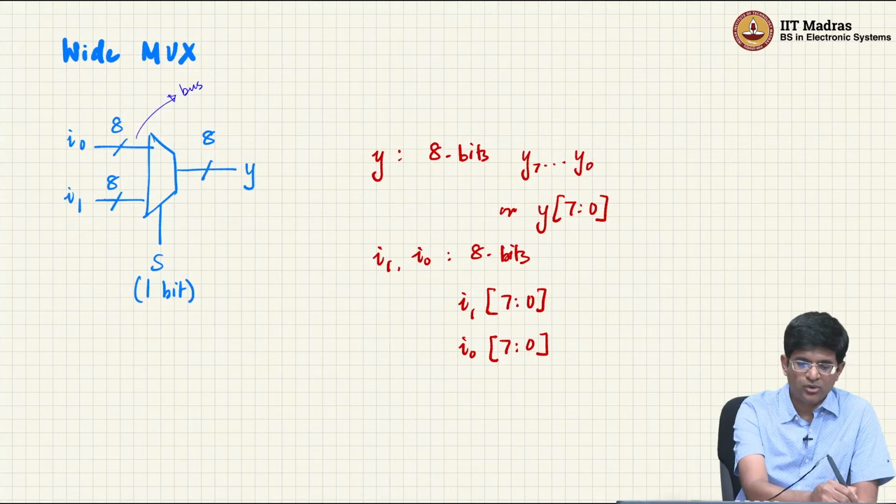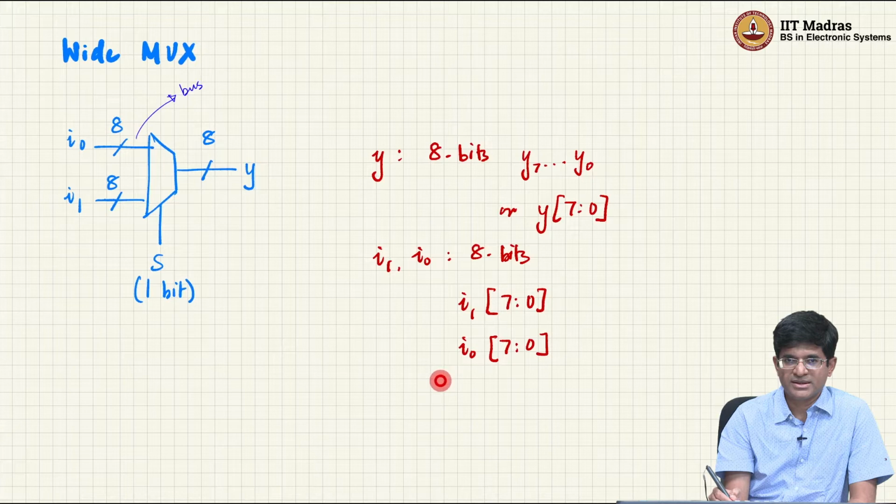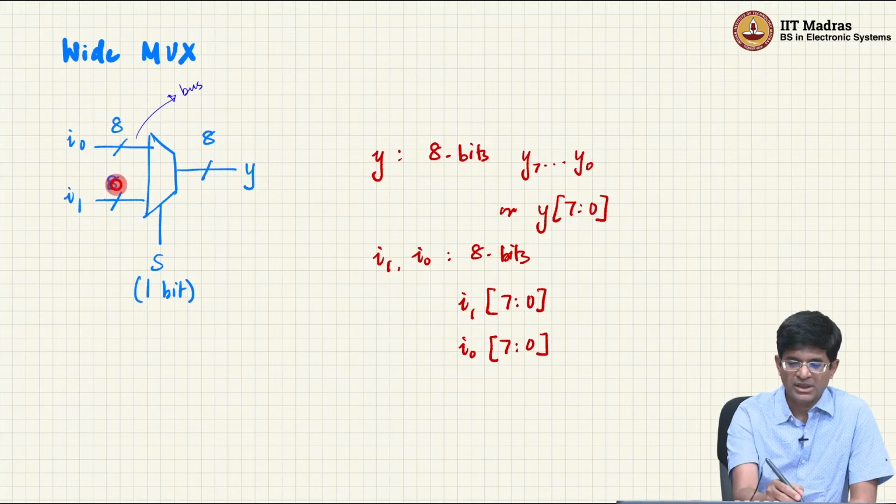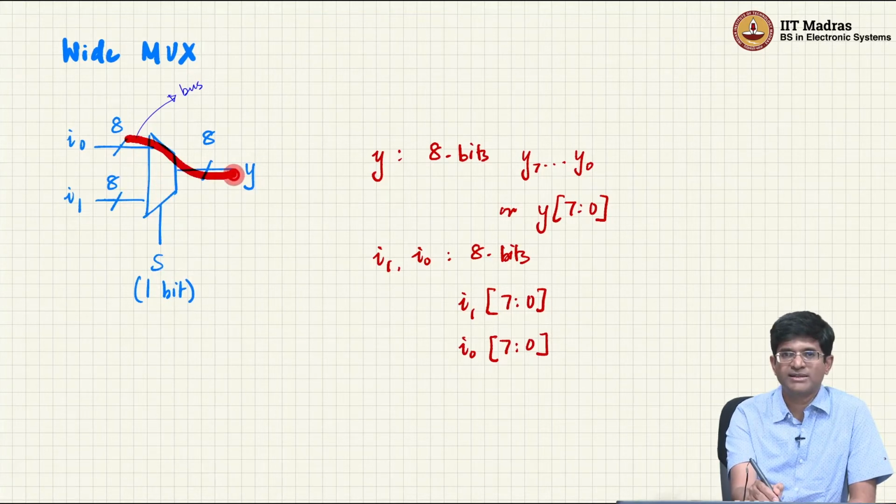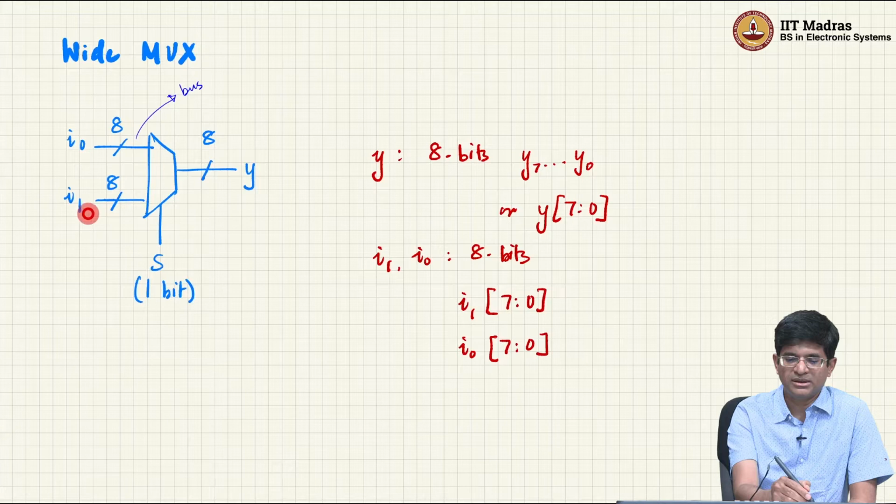right? And what do I mean by a bus? Just a collection of wires, right? So this bus over here basically is an 8-bit wide bus. Similarly, I1 is also an 8-bit wide bus. S on the other hand is a single bit selector, right? What it says is if S is equal to 0, then I0, all 8 bits of I0 together are going to come through to Y. If S is equal to 1, then all the 8 bits of I1 are going to come through to Y.